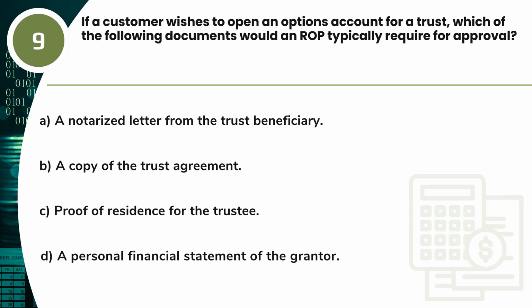Question 9. If a customer wishes to open an options account for a trust, which of the following documents would an ROP typically require for approval? A. A notarized letter from the trust beneficiary. B. A copy of the trust agreement. C. Proof of residence for the trustee. D. A personal financial statement of the grantor.